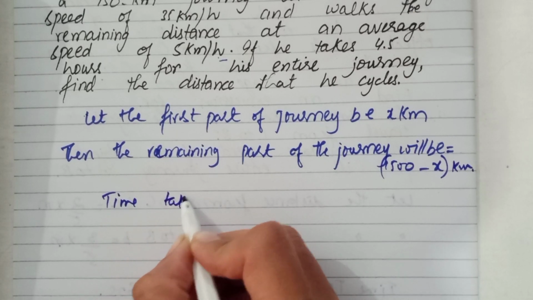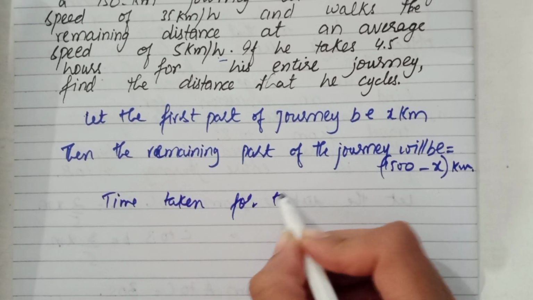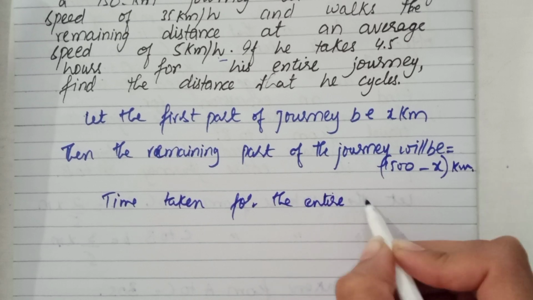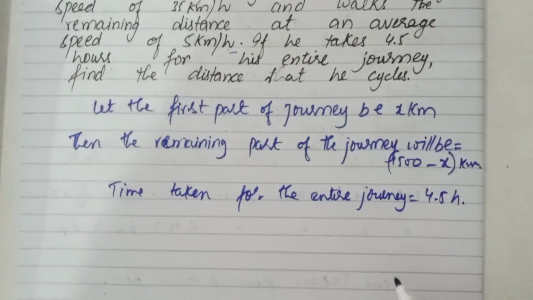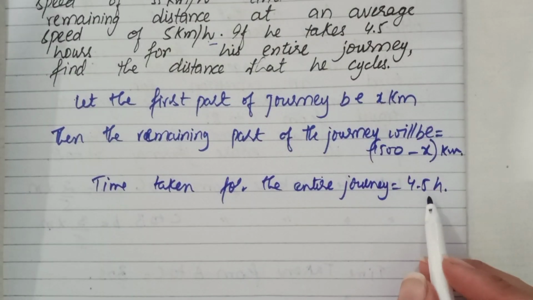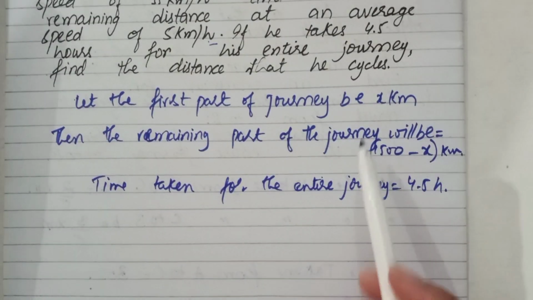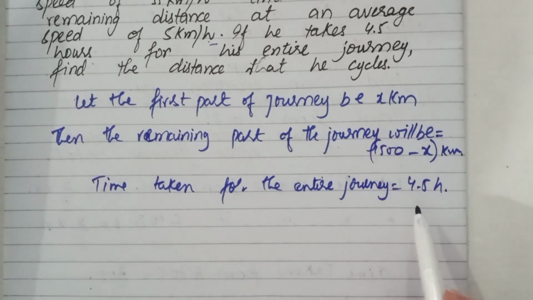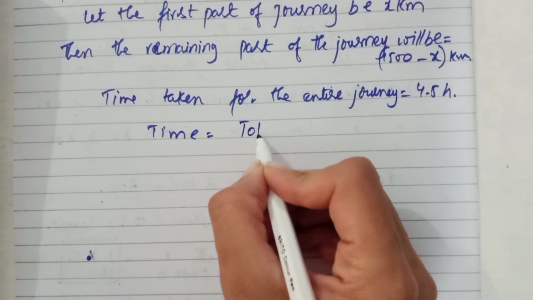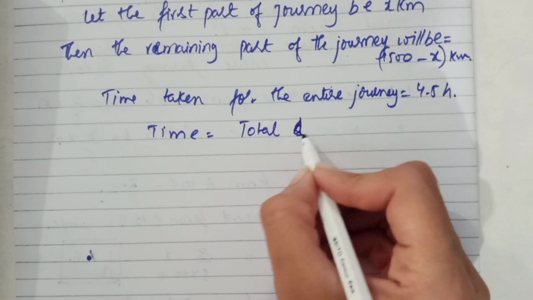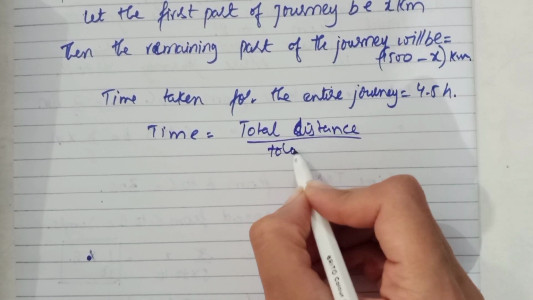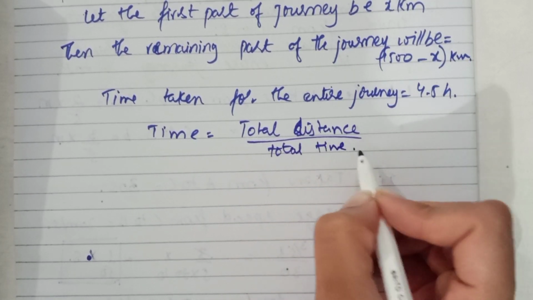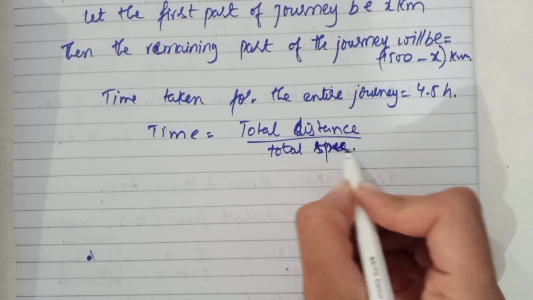And time taken for the entire journey is 4.5 hours. Now students, time taken for the entire journey is 4.5 hours. To find the value of x, we have to put these values equal to the time: total distance over total speed.